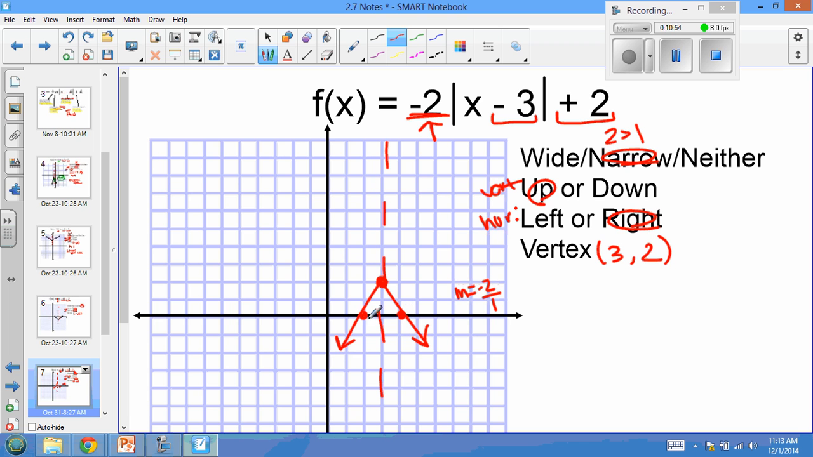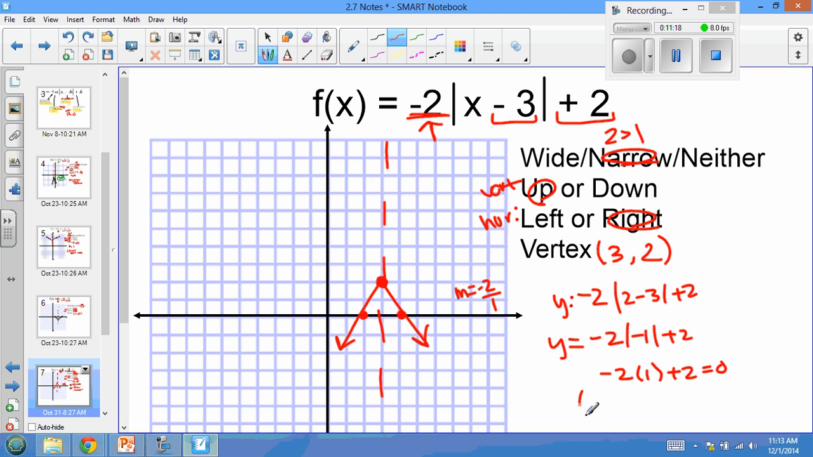Okay, say we wanted to double check. So say I plugged in 2. So I have 2 minus 3, which is -1. So I have -2 times the absolute value of -1 plus 2. What's the absolute value of -1? 1. So -2 times 1 is -2. Plus 2 is 0. So I plugged in 2 and got 0, which is in fact a point on my graph. So you can do either way. This is just the way you can double check also.